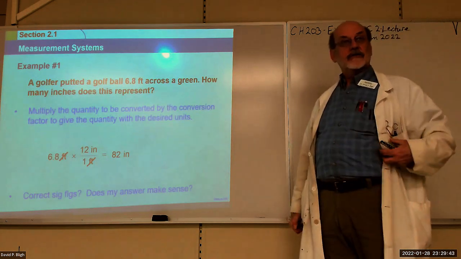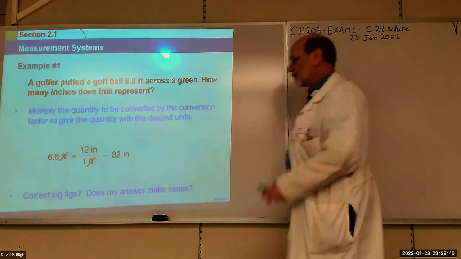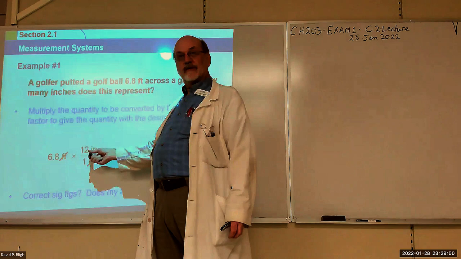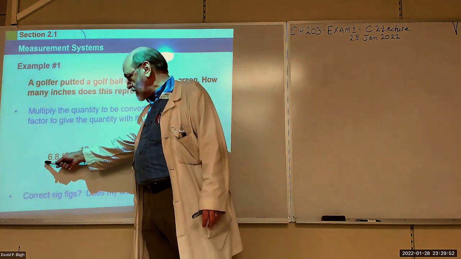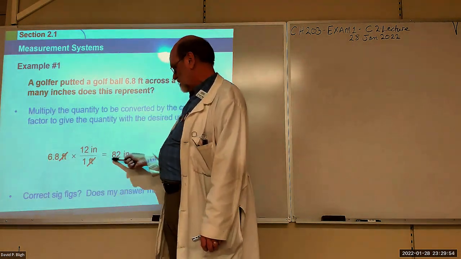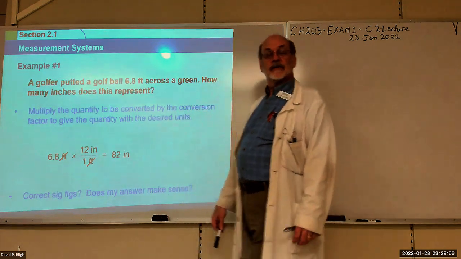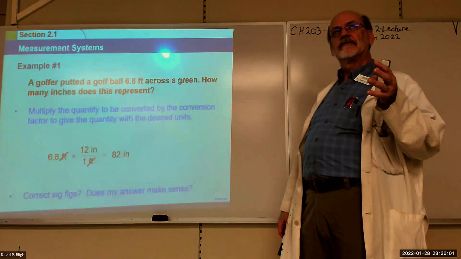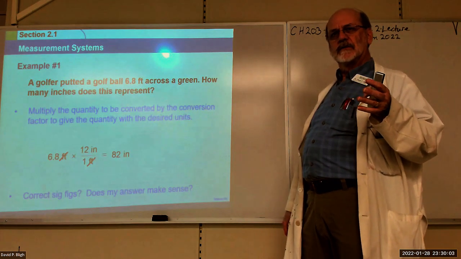Significant figures in our answer. What is this? This is a multiply divide, isn't it? And this one is an exact number, so it doesn't matter. This has two significant figures, so my answer has to have two for multiply divide. Remember, add, subtract, we have to line up the decimals.